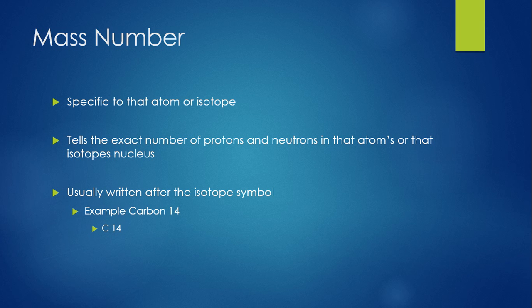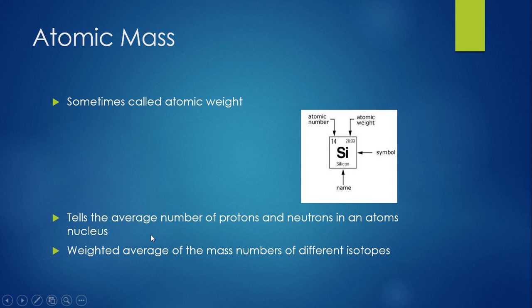So for example, carbon-14 is an isotope of carbon that has 14 protons and neutrons. The convention is to write the elemental symbol followed by the mass number for isotopes. This would be carbon-14. Atomic mass is sometimes called atomic weight.